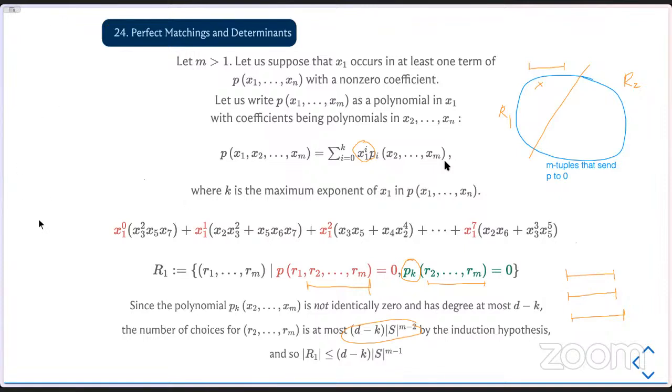But now to come back to R1, this is only a vector with m-1 coordinates. So I need to pad it with the first coordinate being r1. But for each of these, I have size of S many choices for r1. And maybe only some of them will send P to 0, but who cares? For an upper bound, I just multiply this count by size of S to get an overall upper bound on the size of R1. Does that make sense?